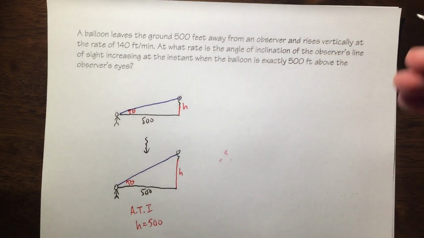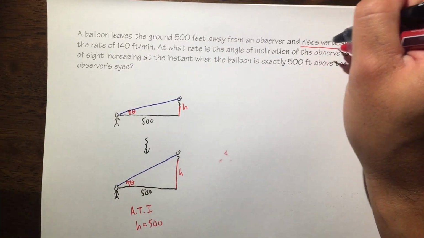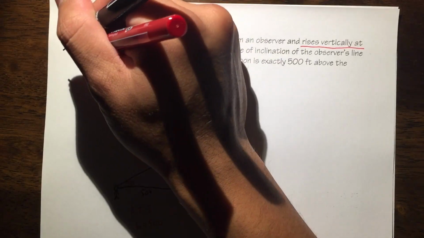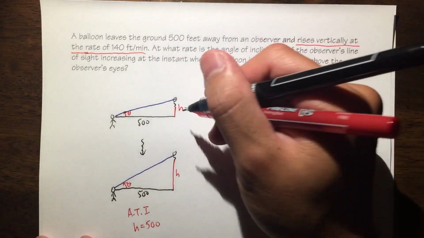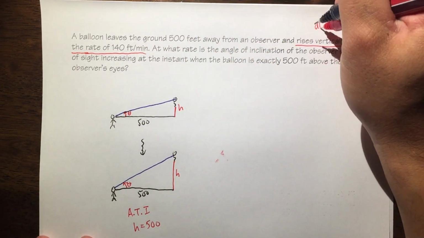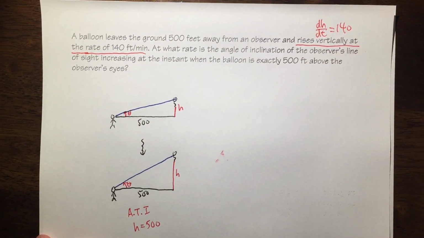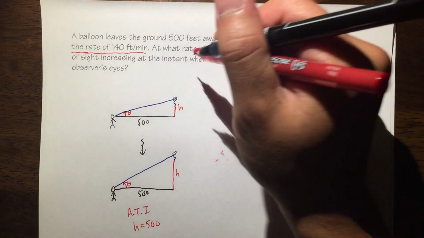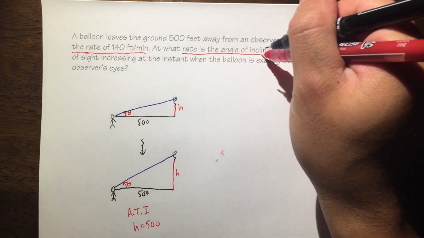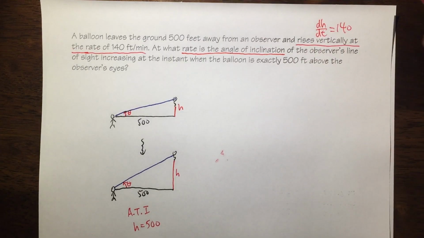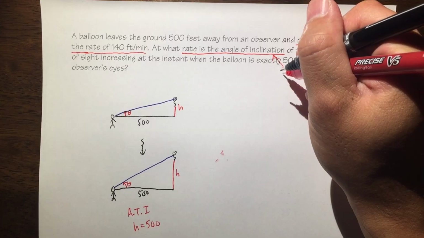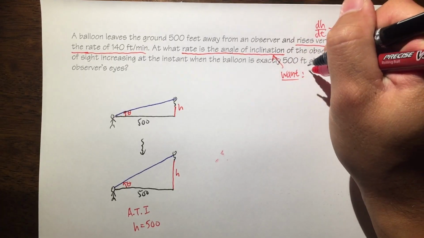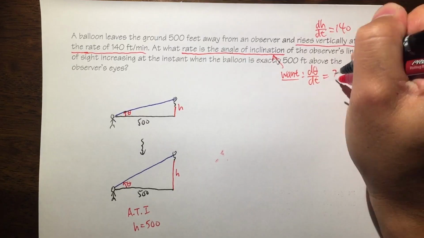500 is labeled already, and it says the balloon is going up vertically at a rate of 140 feet per minute. Therefore, based on our picture and the variable, this is the h. So this right here tells us that dh/dt is 140. So that's cool. And the question is asking us at what rate is the angle of inclination changing, right? And the angle is getting bigger and bigger. So I'll just indicate that we want to know dθ/dt is equal to what?